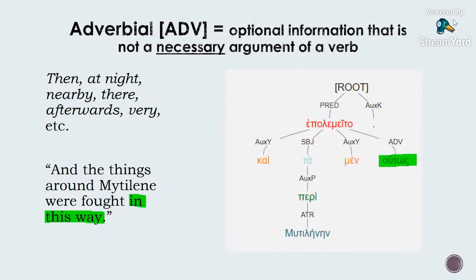Adverbs are additional information, optional information, not necessary arguments. And again, these can take many, many forms. There are just the typical things that we label as adverb. And this is the only relation label that is also a part of speech label. So this is the only overlap between the two categories. Then, at night, nearby, afterwards, very, etc. All these sorts of things. So the things around Miletus were fought in this way. There's an adverb. The subject is just ta, because the things, and they're the things around Miletus.